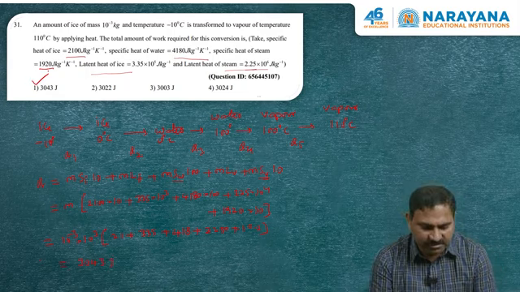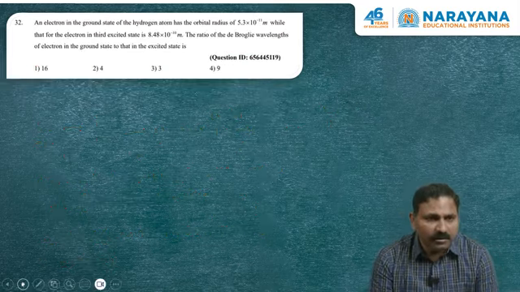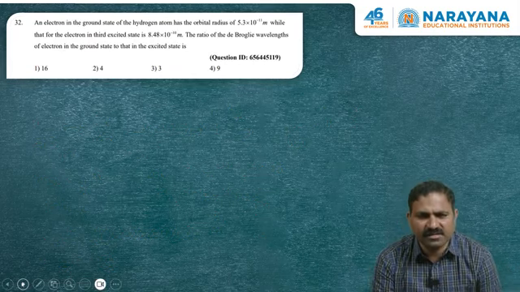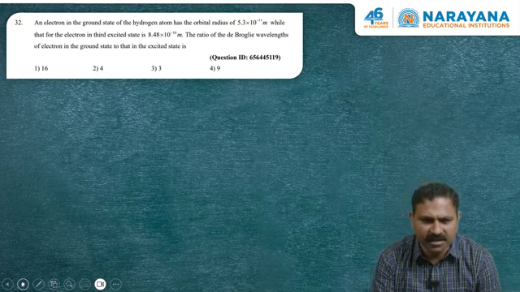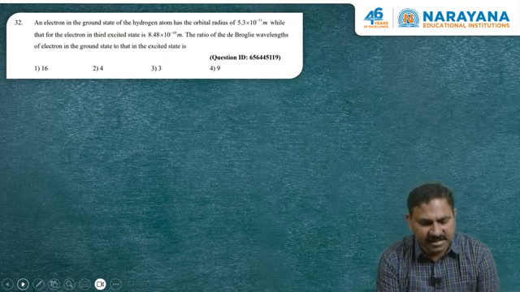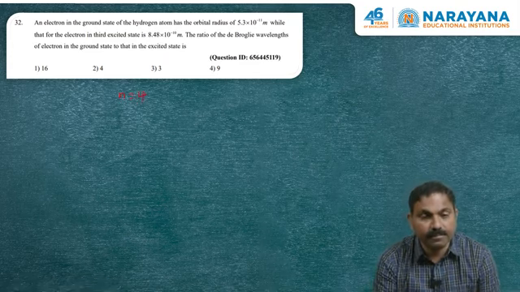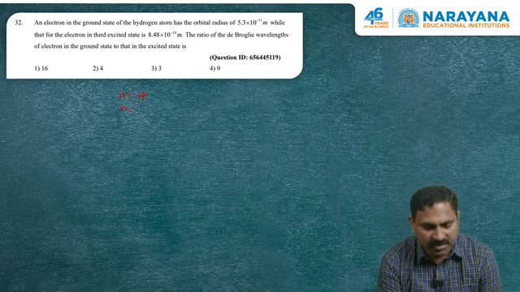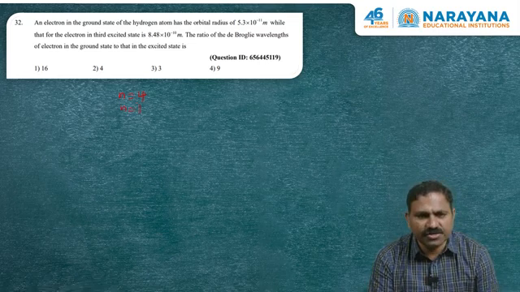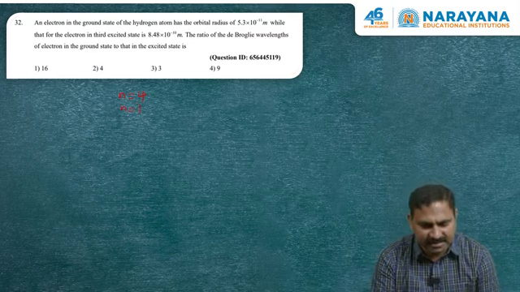Let us go to the next question. An electron in the ground state of hydrogen atom has orbital radius of 5.3 into 10 power minus 11 meter, while that for the electron in the third excited state, third excited means here n equal to fourth state, ground state means n equal to 1, where n is principal quantum number. Ratio of de Broglie wavelengths of electron in the ground state to that in the excited state.